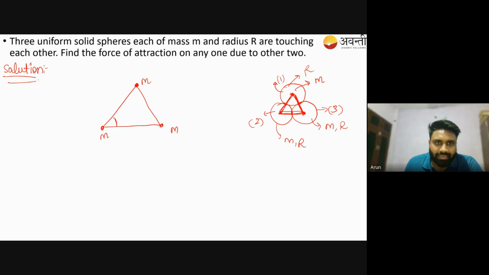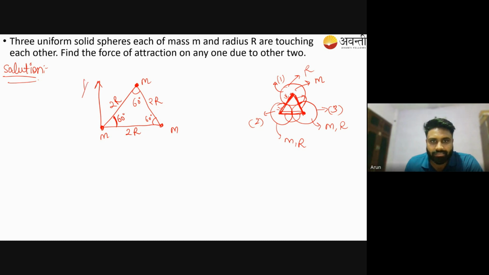What is this angle? Look, this length is the radius of this sphere, this length is the radius of this sphere. Same goes for this combination, and same goes for this. So this is 2r, this is also 2r, and this is also 2r. So you will see this is an equilateral triangle, and in an equilateral triangle all the angles are 60 degrees. Okay.